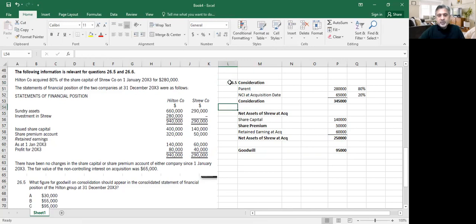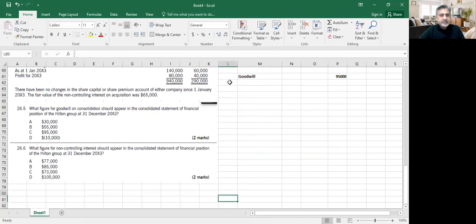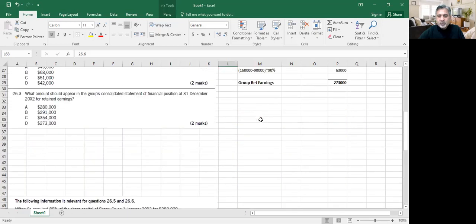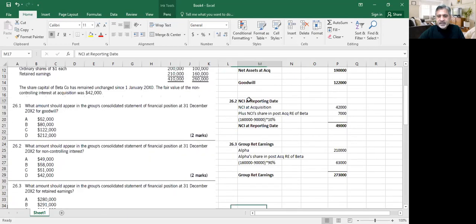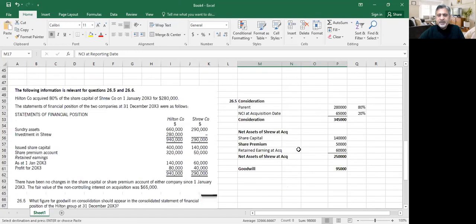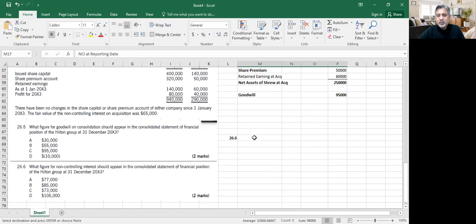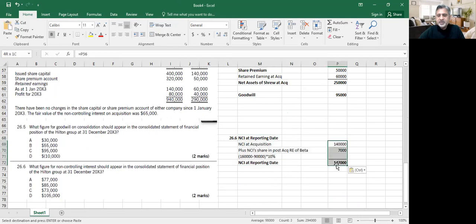Now, if I move on to 26.6, it says to calculate the non-controlling interest. Again, it is a very similar question to what we did before in 26.2. So I'm going to copy paste this, NCI at reporting date. I'll take this so that I don't have to type it again. It is so similar that you can pick it up like this and change the numbers.